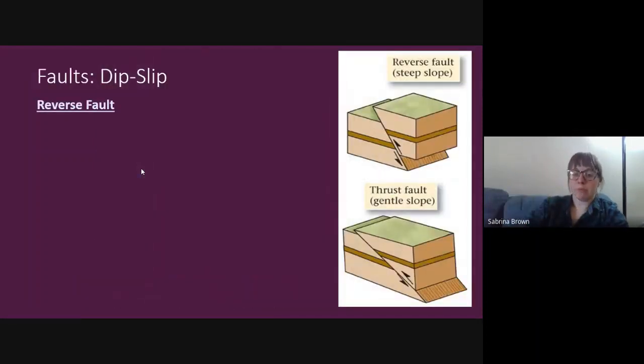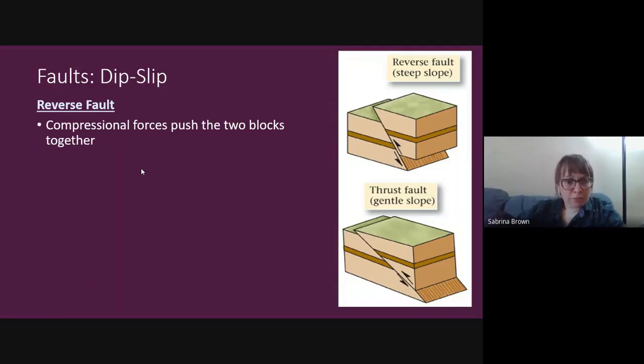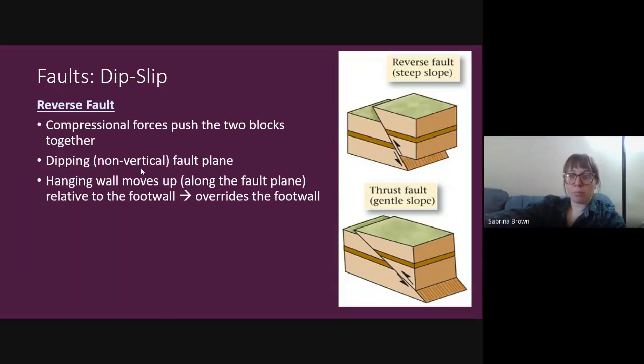All right, dip slip faults continued again. Remember, dip slip faults are the ones that have angled fault lines. We have two different types of dip slip faults. Reverse faults are associated with compressional forces pushing the two blocks together. When we have a steep slope of our dipping, non-vertical tilted fault plane, we call it a reverse fault.